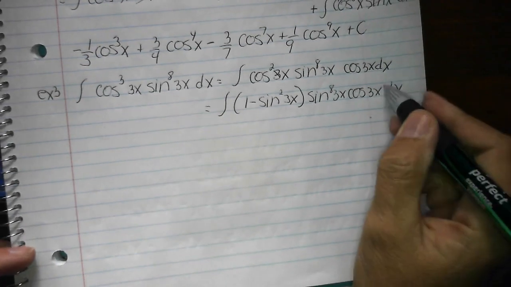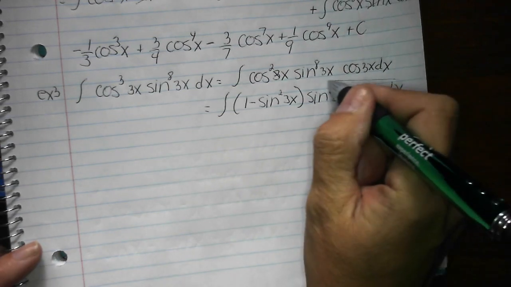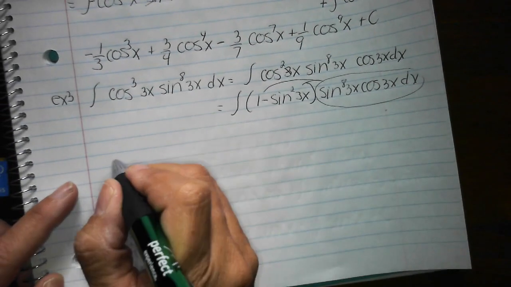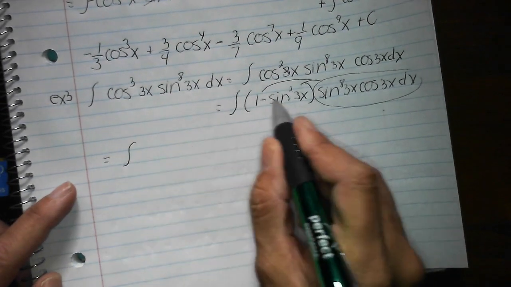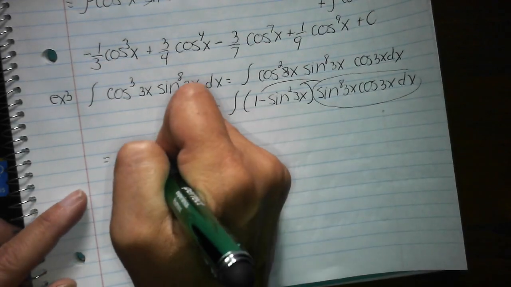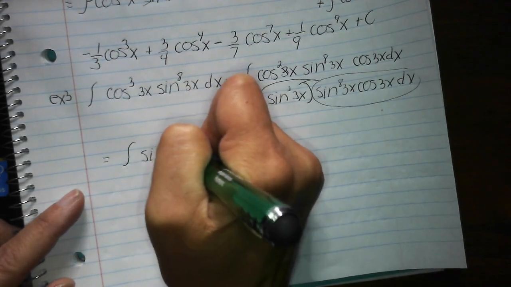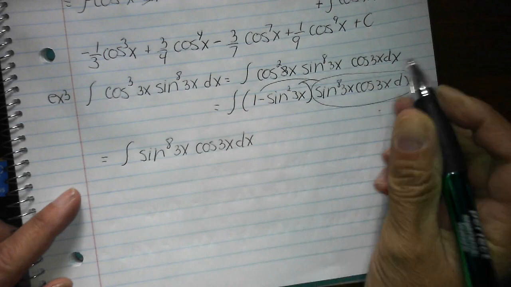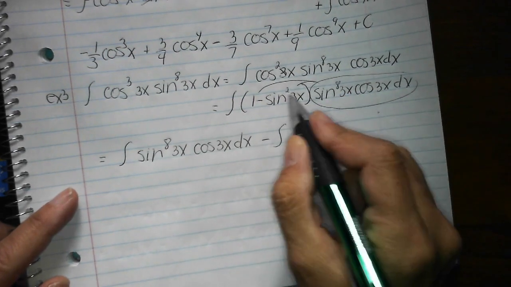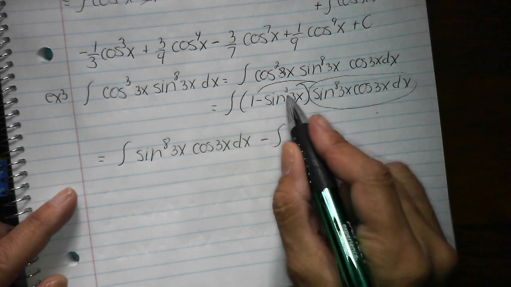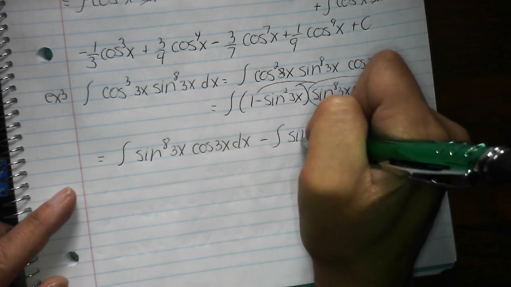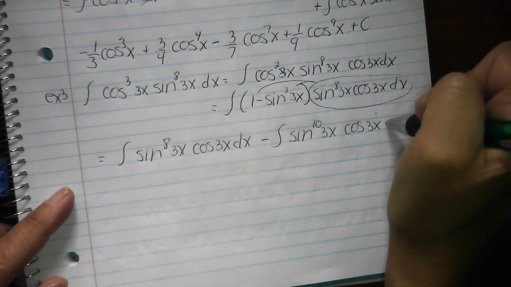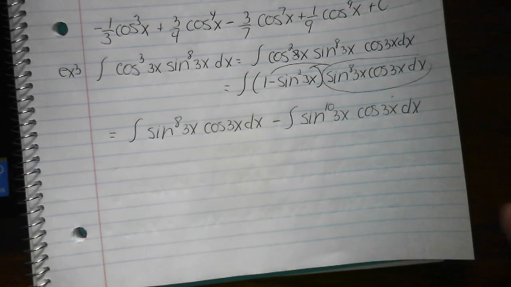Now, again, it's just distribute. We're only going to have 2 integrals to work with. Distribute and distribute. And the power rule should work on both of them. So I'm going to come over here. So 1 times this, so we will have sine to the 8th 3x cosine 3x dx, minus the integral. Here, I need to add my exponents, so that'll be sine to the 10th 3x cosine 3x dx.